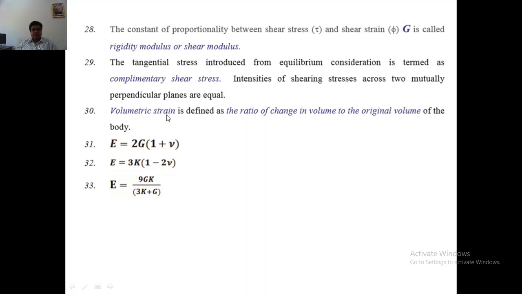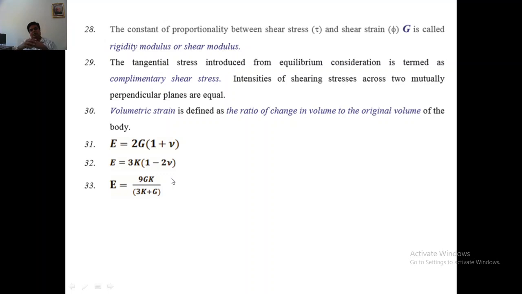And volumetric strain is the change in volume to the original volume, which we discussed earlier. We established the relationship between E and G with respect to Poisson's ratio, and we derived an equation relating Young's modulus and bulk modulus with respect to Poisson's ratio. Using these two equations, we get one more equation which relates Young's modulus, rigidity modulus and the bulk modulus. So just remember these equations.